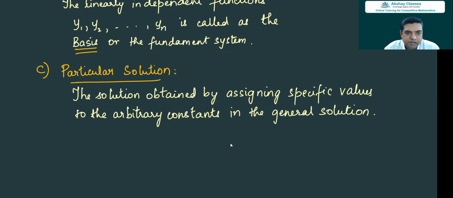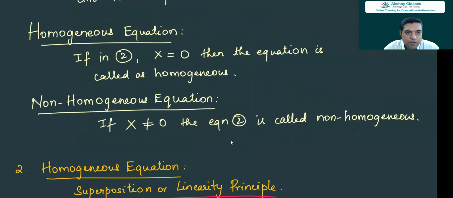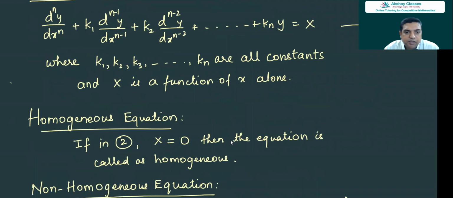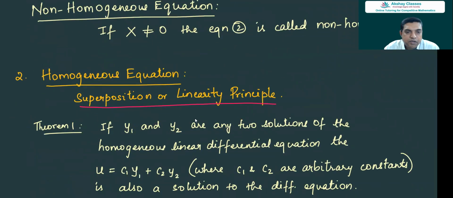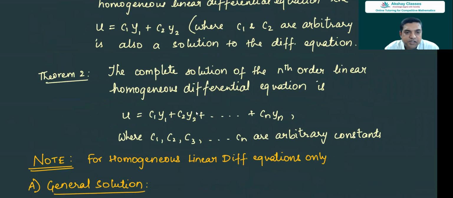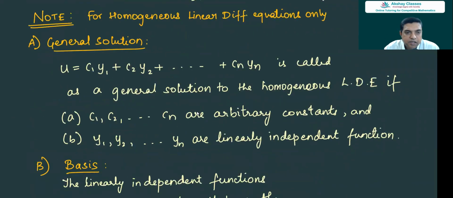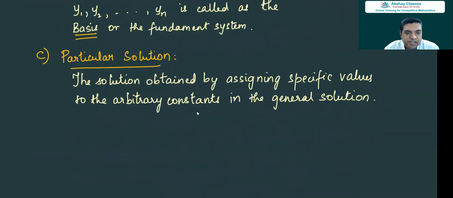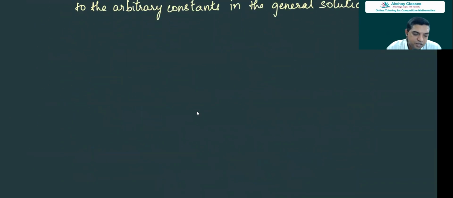Now, what we are talking about is, for a homogeneous equation, what is a solution? What is the general solution? What is a basis? What is a particular solution? Now, next we discuss the non-homogeneous equation.